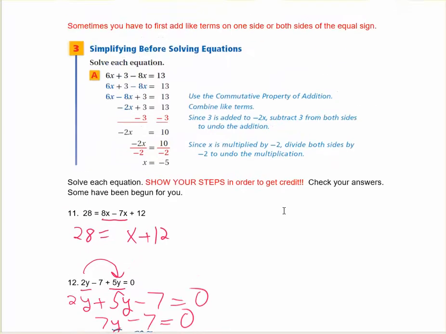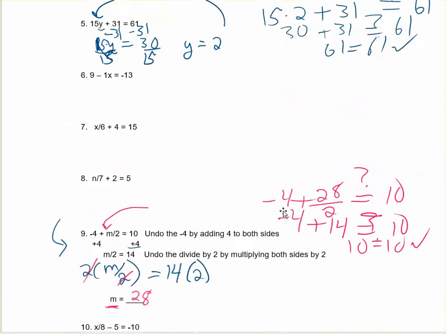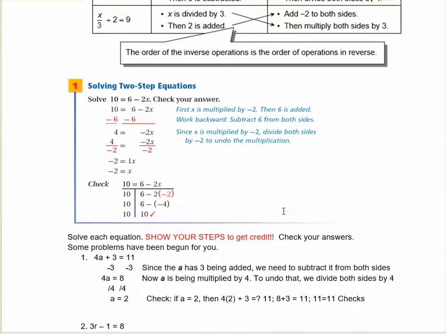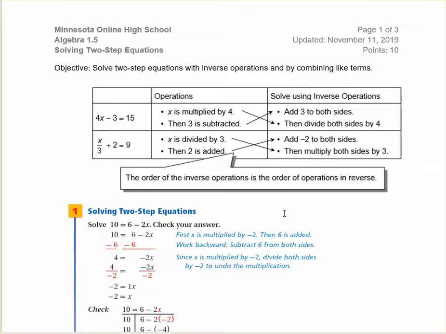So be careful on these. Check your work. We're going to practice more solving equations in this chapter, but make sure that you get these correct, and do make sure that you show your work.